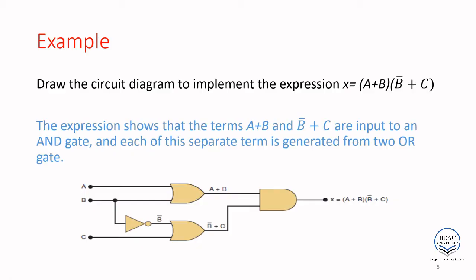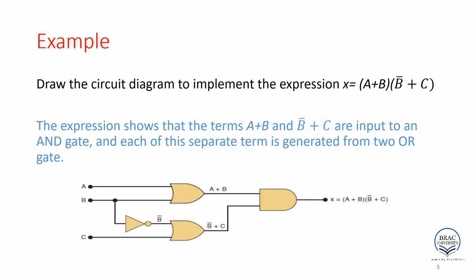Okay, let's come here. Draw the circuit diagram to implement the expression X equals (A plus B) times (B prime plus C). This is basically an OR gate. If you look carefully here, you have one OR expression, two OR expressions. So you may need two OR gates, and these two OR gates are connected with an AND gate. So you may need two OR gates and one AND gate. So A plus B. Here you need one OR gate. This is my OR gate, this is my A, and this is my B. The output becomes A plus B.